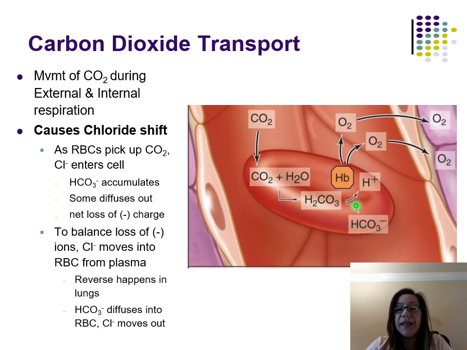Now, if bicarbonate builds up and diffuses out of the cell, what's going to happen to even out the charge in the red blood cell is that chloride is going to move into the cell to balance that loss of the negatively charged bicarbonate. Alternatively, what's not shown in this picture but in the next slide is that if bicarbonate instead enters the cell, now you gain a negative charge in the red blood cell. So to balance that out, there's going to be a loss of chloride out of the red blood cell to even out that negative charge from bicarbonate that enters the red blood cell.